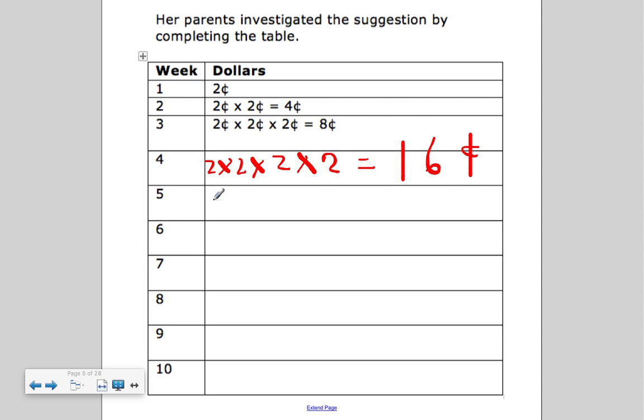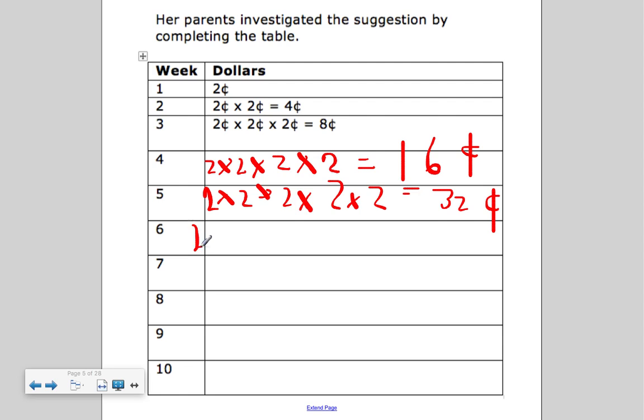So in week 5, we get 2 times 2 times 2 times 2 times 2. That would equal, double that, 32 cents. You know what? This is a really good deal. So in 5 weeks, you only get 32 cents.